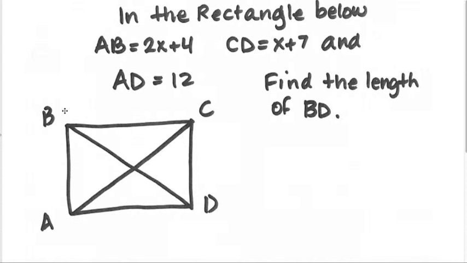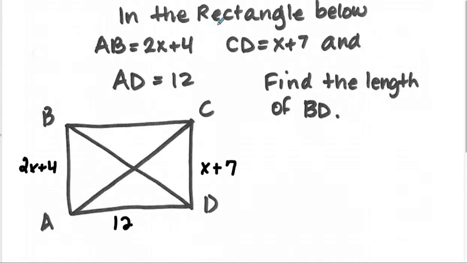So here's another exam review problem from class. It actually was similar to a test problem that you had in Unit 5. It says in the rectangle below, AB is 2x plus 4, so I'm going to label my diagram. CD is x plus 7, and AD is 12.